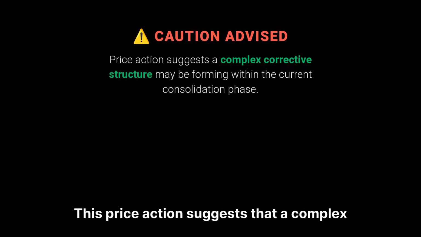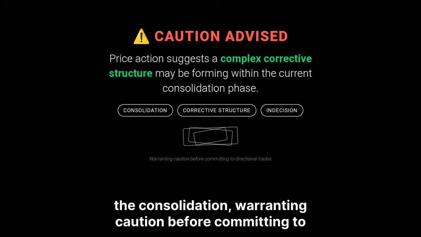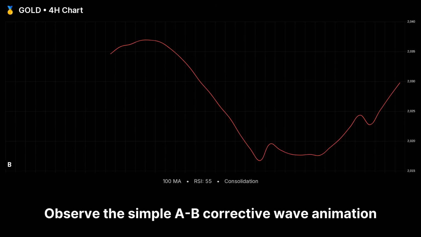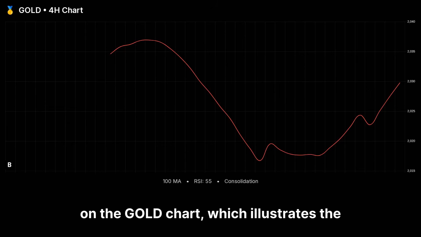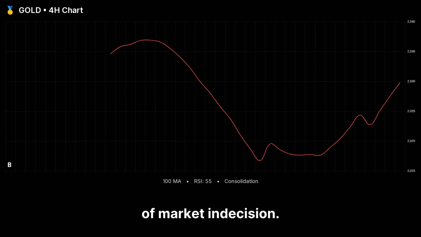This price action suggests that a complex corrective structure may still be forming within the consolidation, warranting caution before committing to directional trades. Observe the simple AB corrective wave animation on the gold chart, which illustrates the two-wave correction pattern emerging in this phase of market indecision.